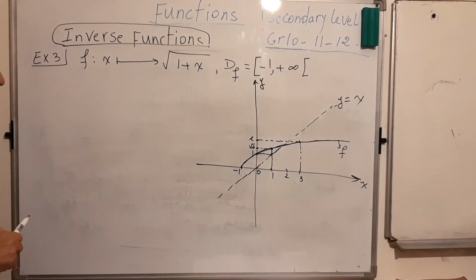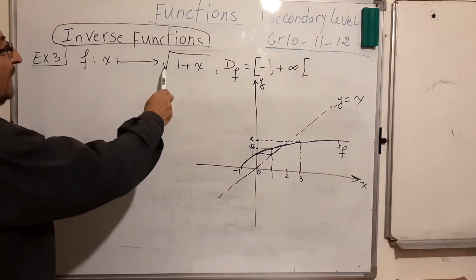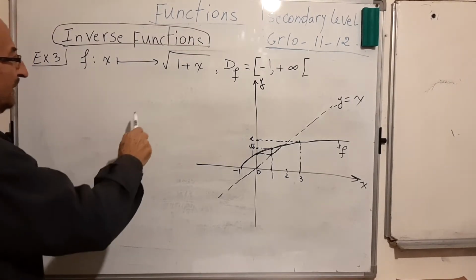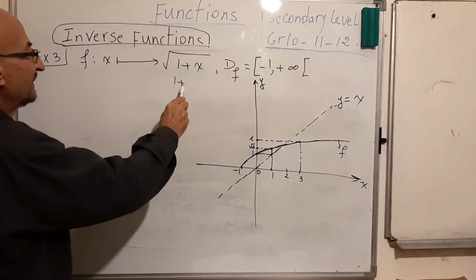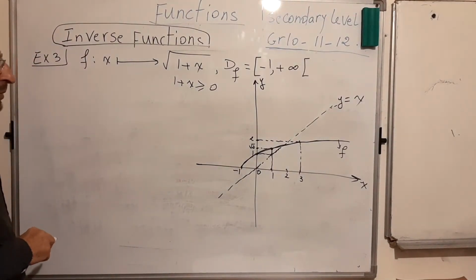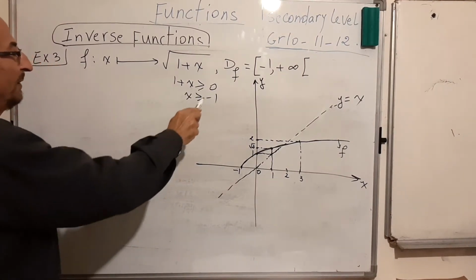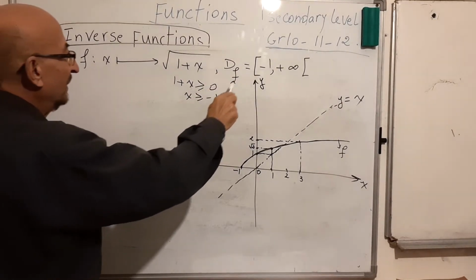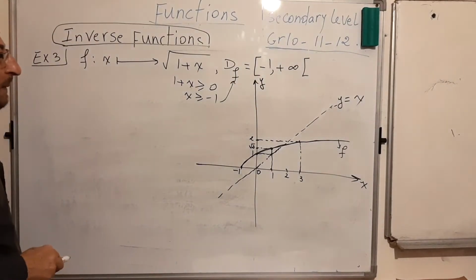Exercise 3. Let f be the function x maps to radical 1 plus x. f of x equals radical 1 plus x. f of x is defined for 1 plus x greater or equal to 0, so x greater or equal to minus 1. Then the domain of definition of f is the interval [-1, plus infinity).